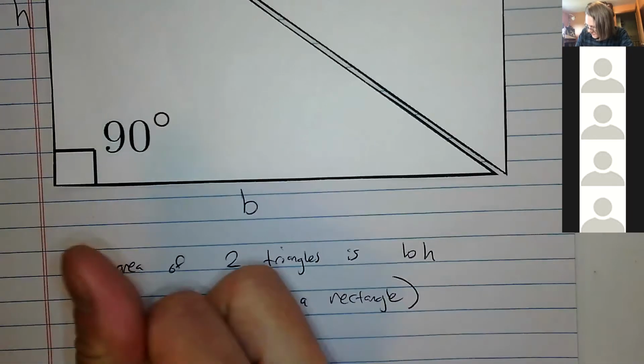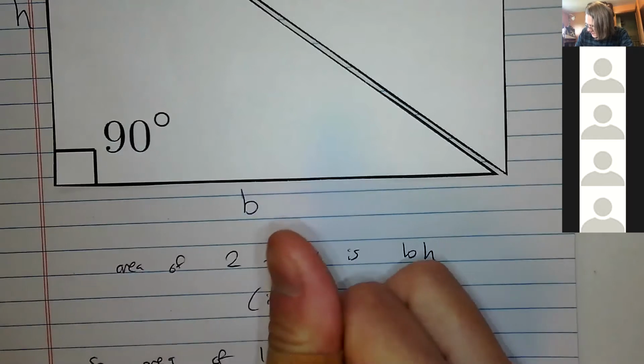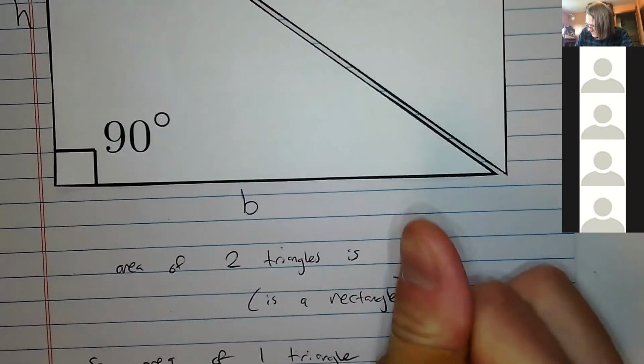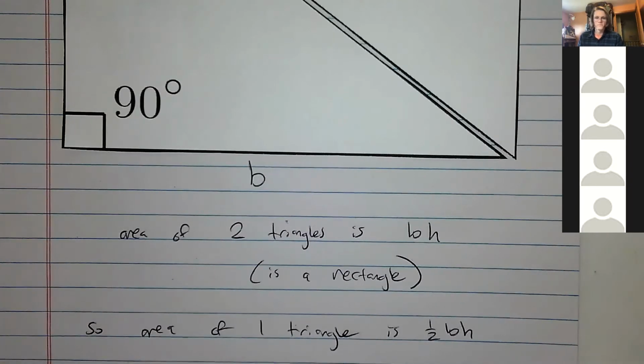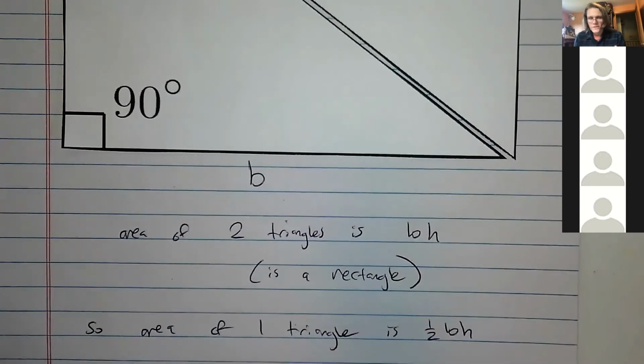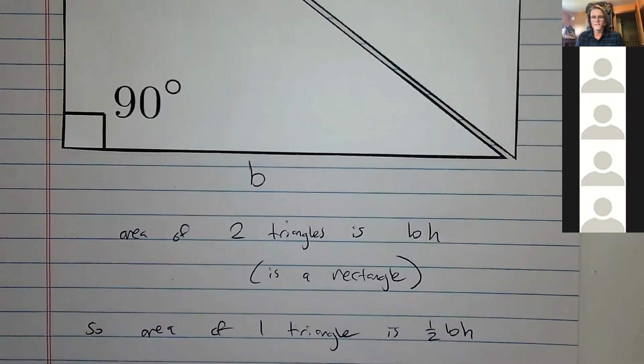So area of one triangle is 1/2 B times H, because you just divide it by 2. And there you go. But it's a neat argument. It's a really nice argument, actually, where you're adding on area to find the area of something smaller. It seems counterintuitive, but it works.